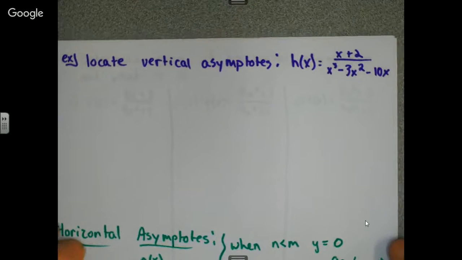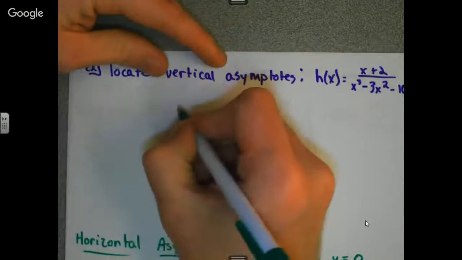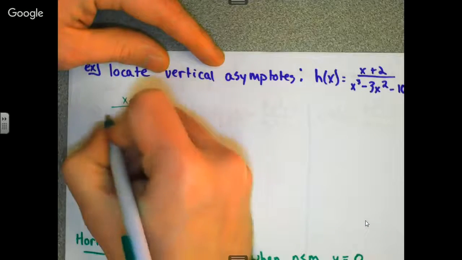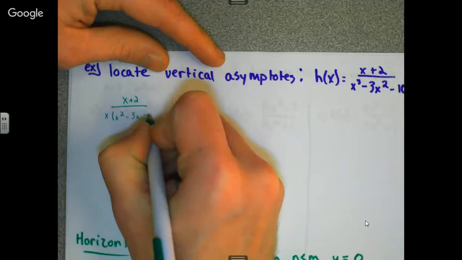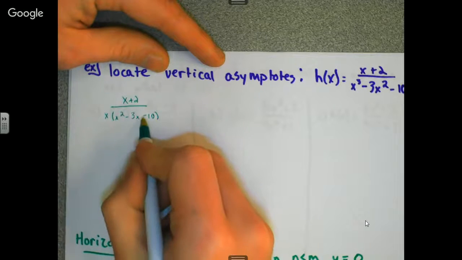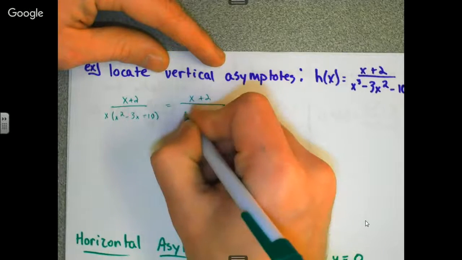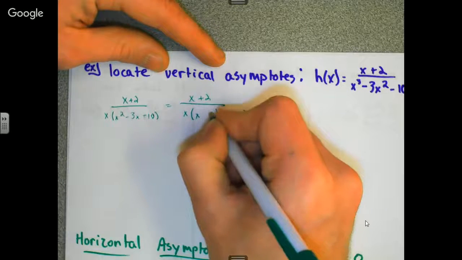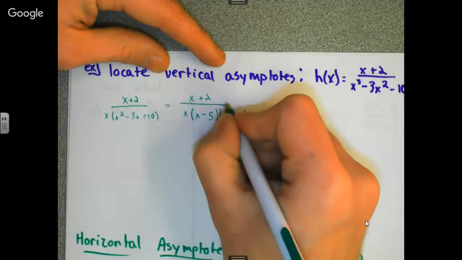Okay, locate vertical asymptotes. Again, we want to factor everything if we can. So we'll start here, x plus 2 on the top. We can factor an x out of the bottom. We get x squared minus 3x minus 10. Factors of 10 that subtract to 3. That would be 2 and 5. Okay, signs are different. The bigger one is negative.